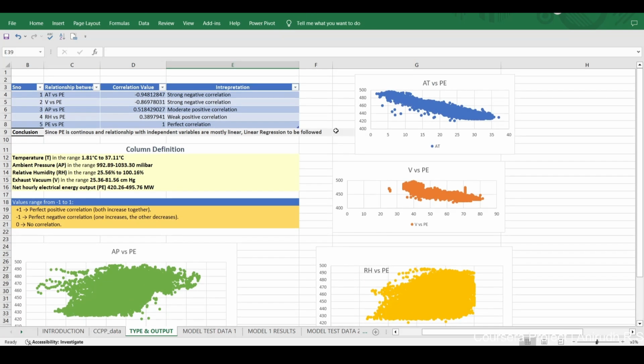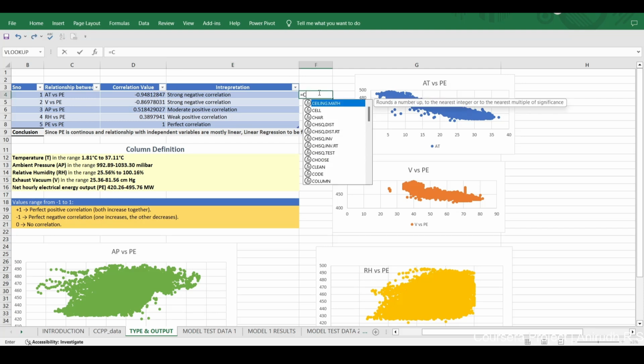So what we are largely seeing here is most of them have a linear relationship. For example, AT versus PE has a very strong negative correlation. V versus PE has a strong negative correlation. AP versus PE has a moderate positive correlation. And this is based upon the correlation value that we can interpret in Excel through the CORREL function, which gives the correlation coefficient between two data sets.